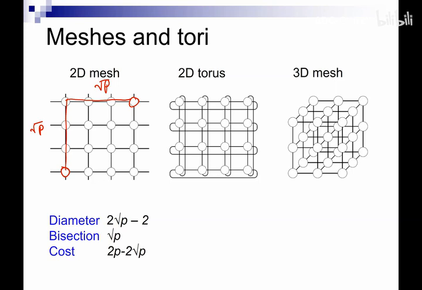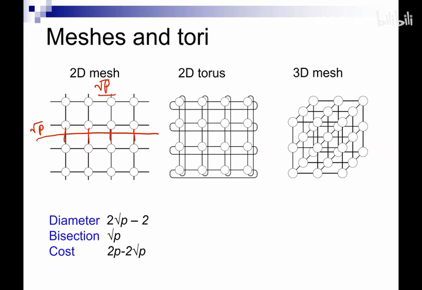Much better. And the bisection width is also pretty good for these networks, because if you want to split this network in half, you basically need to cut across the network. Now how many edges do you need to cut? Well, you need to cut square root p edges. You need to cut all of these edges. Compared to the 1D topology, which has a bisection width of 1, now we have a much higher bisection width, and we can do more communication between the two halves.